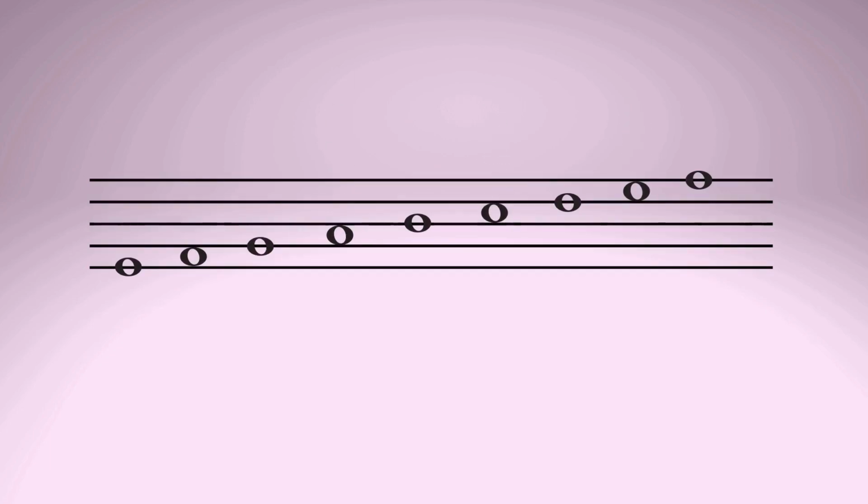So we have 5 lines and 4 spaces, so we can fit 9 notes on the staff. We have 2 staffs, so in total 18 notes. But the keyboard has 52 white keys, so how are we gonna fit all of them on the staff? Well, we have ledger lines to help us.